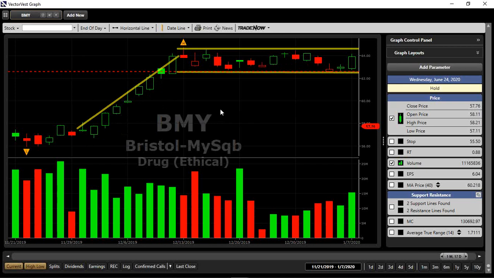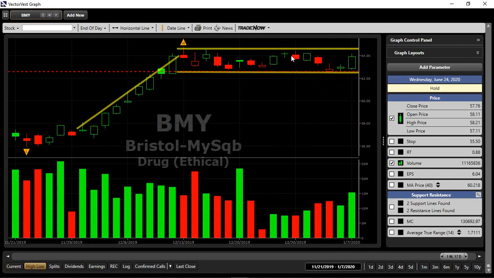I said that consolidation period could last anywhere between 1 and 3 weeks. And we're looking at about that time period, about 3 weeks here of a consolidation period. During that consolidation period, volume starts to dry up a little bit. It starts to increase a little bit towards the end, but we don't have a breakout yet.